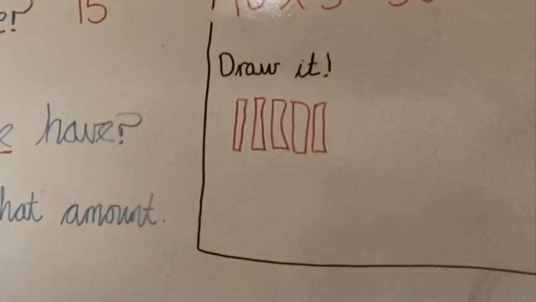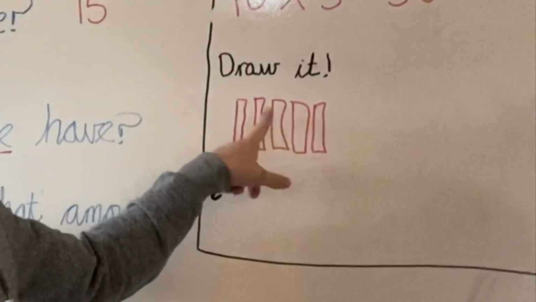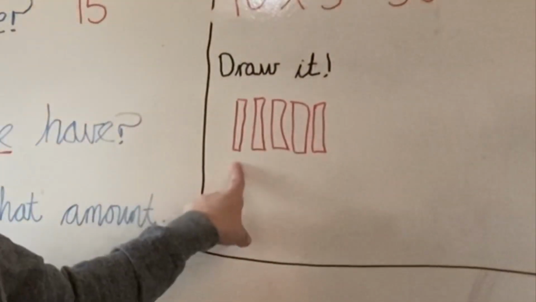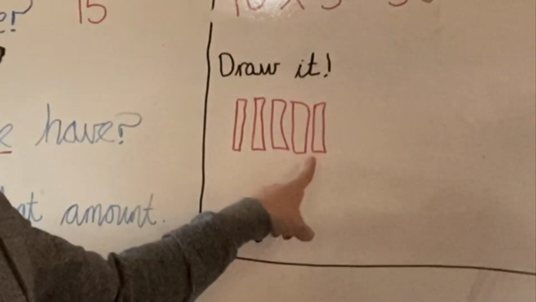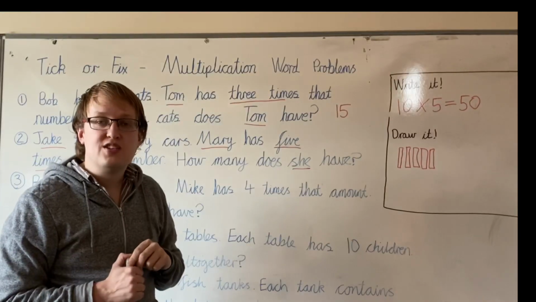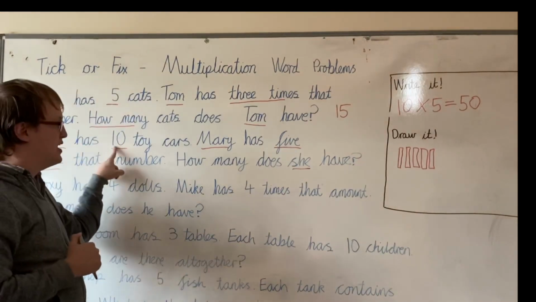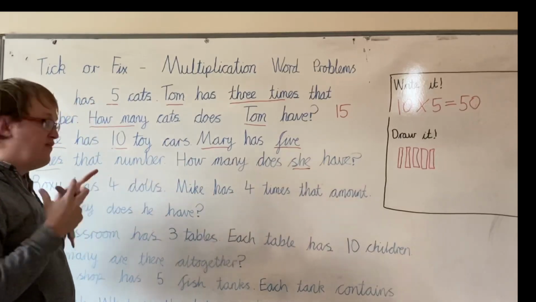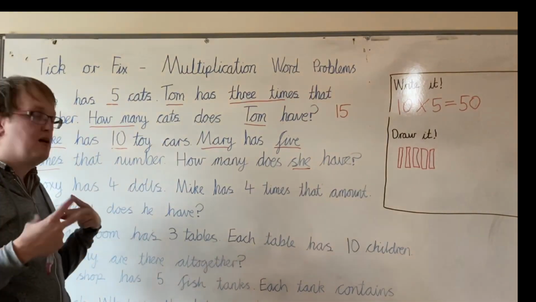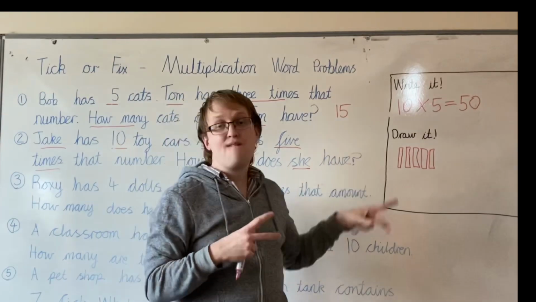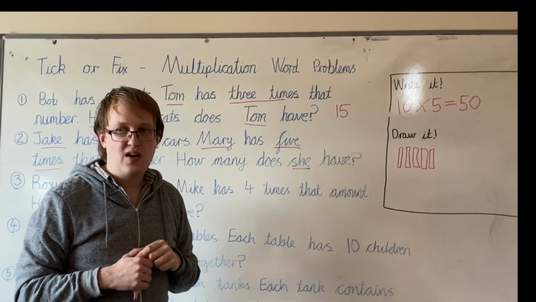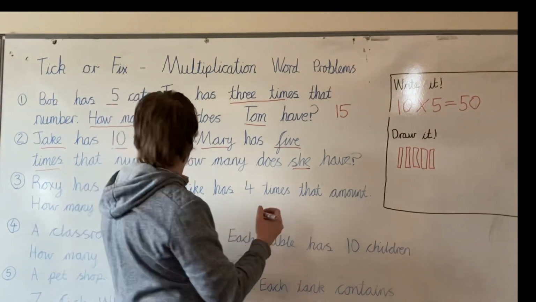So Mary had 5 times what Jake had. So she had 5 rows of 10. Let's count how many Mary has. 10, 20, 30, 40, 50. And let's just check our answer. Jake has 10 toy cars. He's got 1 rod. And Mary has 5 times that amount. She has 5 rods of 10. So altogether, she has 5 times 10, 50.